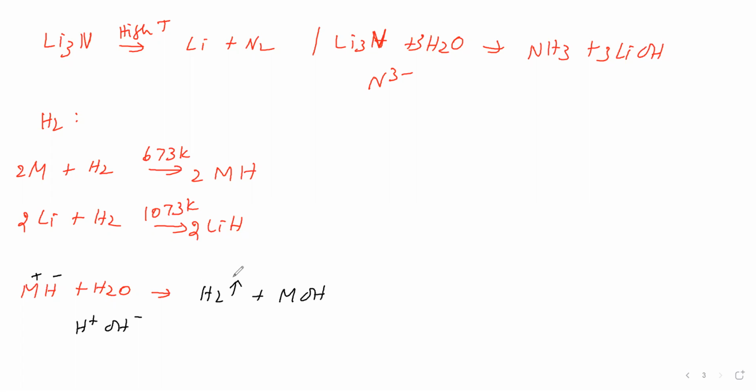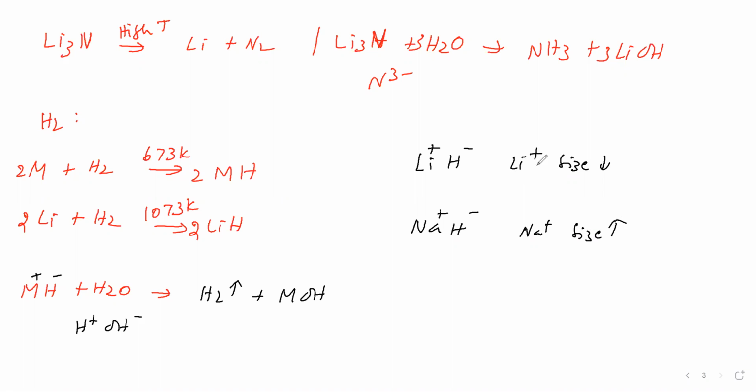Then alkali metal hydrides are thermally stable. Down the group, what happens to the thermal stability? We will see. Down the group, thermal stability, what happens for alkali metal hydrides? Now we take lithium hydride, sodium hydride. Here Li plus H minus, Na plus H minus. Lithium Li plus size is small. Na plus size is high.